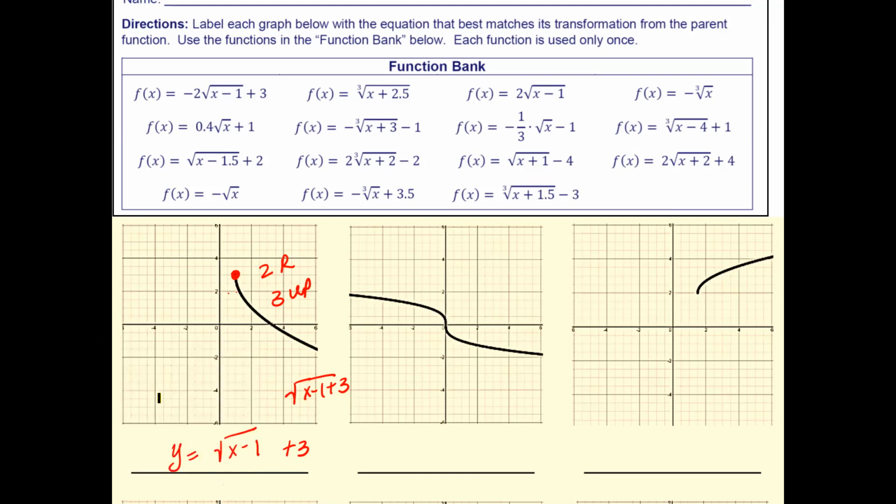I also noticed that it's upside down, because it's not going this way, it's going that way, so it's going to be a minus. And the only one that matches that is probably this one right here. So that is the equation for this first one.